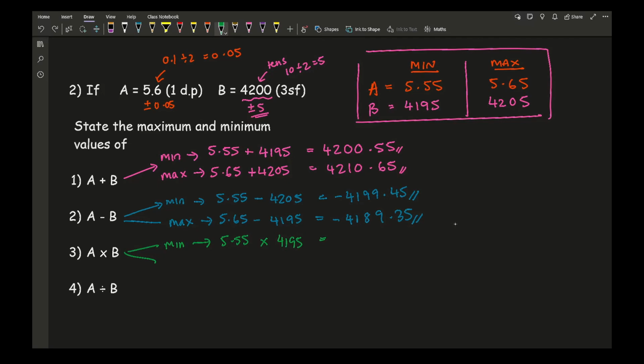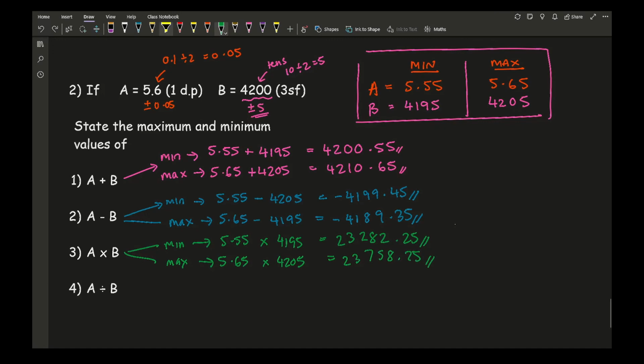I get an answer of 23,282.25. Now to get the maximum number, I need to multiply the biggest a value, which is 5.65, and the biggest b value, which is 4205. So again, typing that into my calculator, I get a value of 23758.25. And there we go.